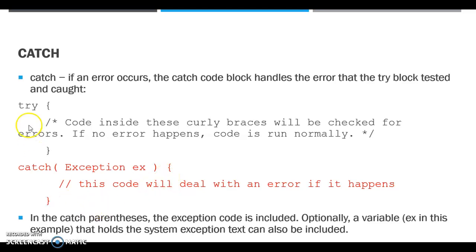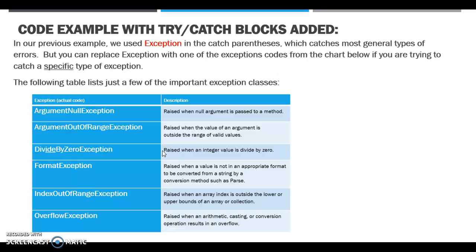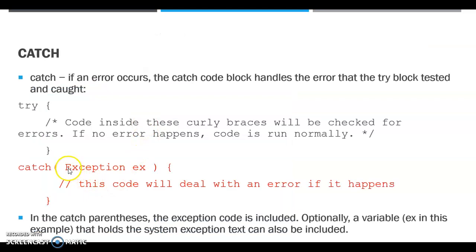So again, there's only one try, which is going to contain the code that you want to check for errors. And then following that will be the catch, and there could be more than one catch block. Okay, there could be several. I'll show you that too. Okay, so going to the next slide, before we go to the code examples, I'm going to show you just a little table here that's going to list just a few of the important exception classes. There's a lot of them, but these are the ones you're most likely to encounter, at least in our course. So if you go back one slide, you'll see this exception. That's an actual error code.